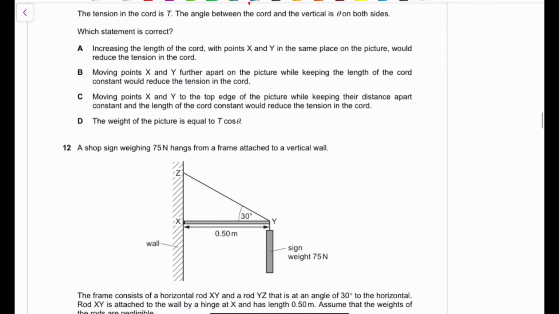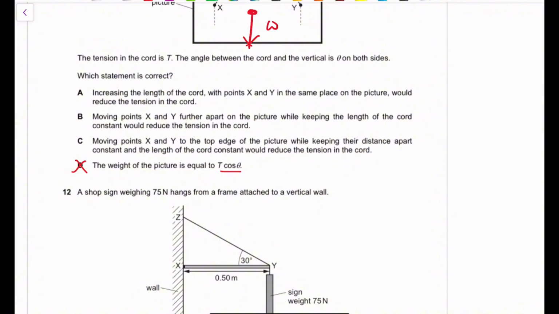So let's start from D. They said that the weight of the picture is equivalent to T cos theta. That is incorrect because the weight of the picture is equivalent to 2T cos theta. Let's go to C. Moving point X and Y to the top edge of the picture while keeping their distance apart and the length constant would reduce the tension in the cord.